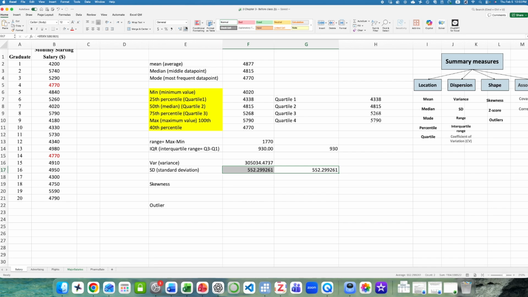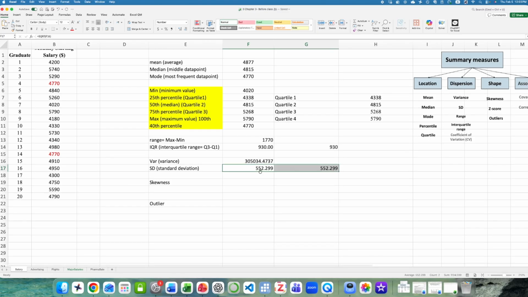So look at the numbers. You can see that 552 compared to 305,034 is a very small number, and usually this is much more favorable in analytics studies. Standard deviation is in the same unit as the salary. This tells us most salaries are within plus or minus $552 of the mean.